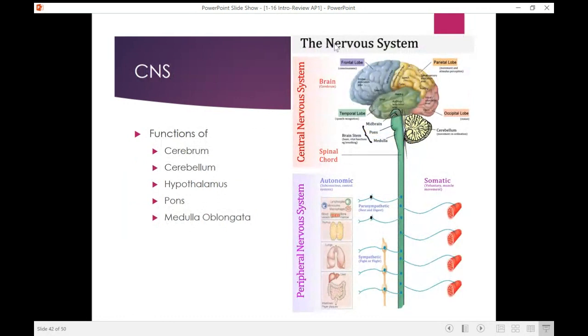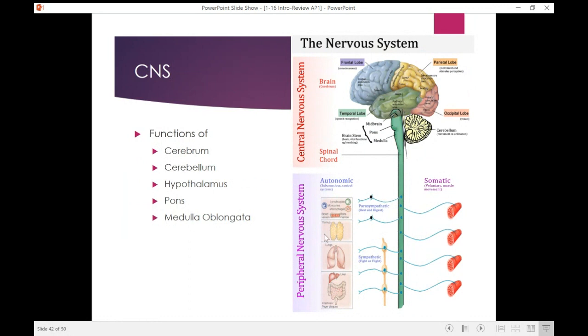Right. So remember, we have our central nervous system. We have the cerebrum, the cerebellum, hypothalamus, the pons, and the medulla oblongata. So make sure that you go through your textbook and review all of those different features and what their main functions are. Here's the cerebrum, the cerebellum. Okay. We have the hypothalamus, which is going to be up in the center-ish. Okay. We have the pons, the brainstem.